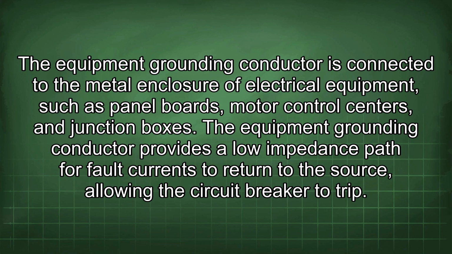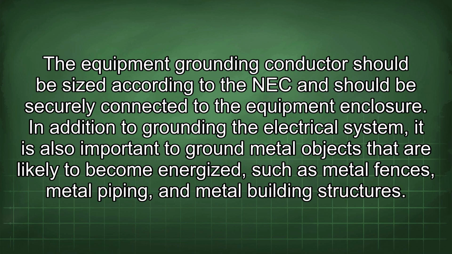The equipment grounding conductor is connected to the metal enclosure of electrical equipment such as panel boards, motor control centers, and junction boxes. The equipment grounding conductor provides a low impedance path for fault currents to return to the source, allowing the circuit breaker to trip. The equipment grounding conductor should be sized according to the NEC and it should be securely connected to the equipment enclosure.